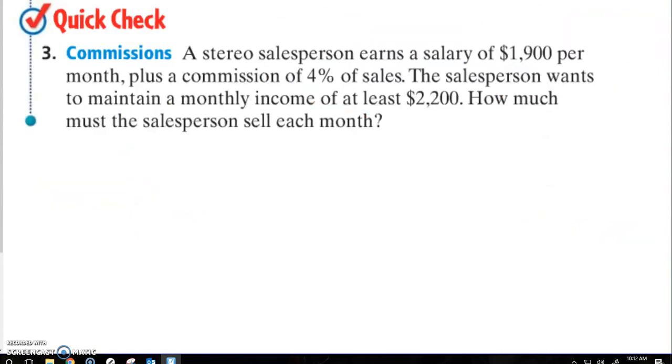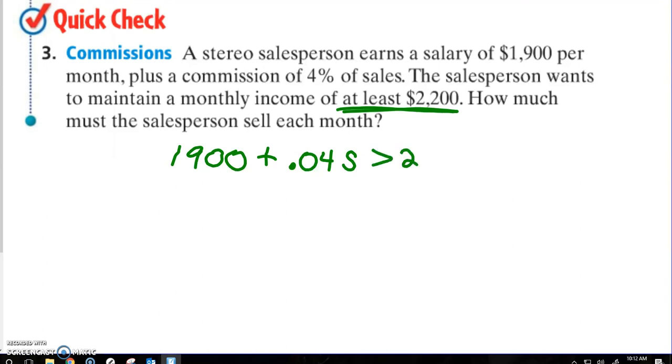How can this get used? Well, here's an example. A stereo salesperson earns $1,900 plus 4% of their sales. 0.04 is 4%, times their sales. Well, we don't know what their sales are, so we're going to write S. They want to earn at least $2,200. So they want to earn more than $2,200, or they are okay with exactly $2,200.